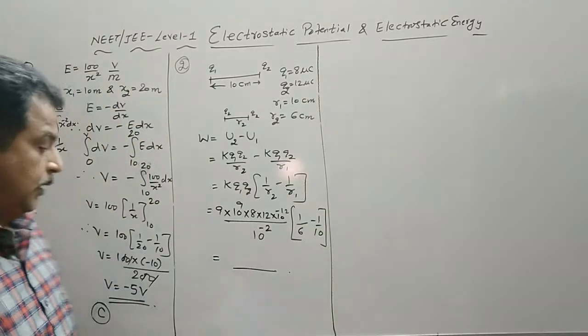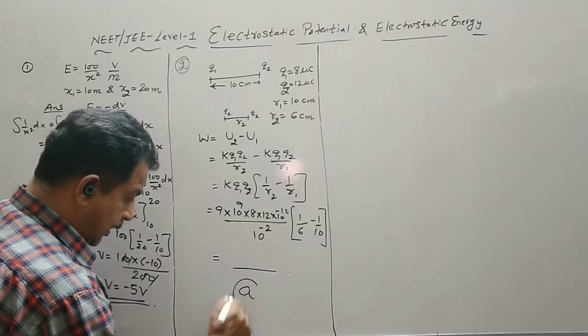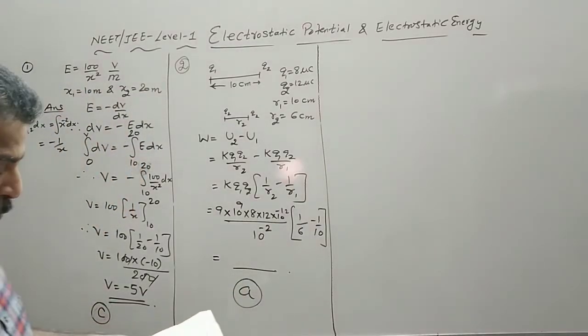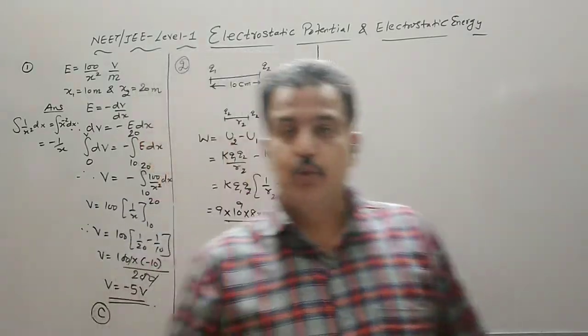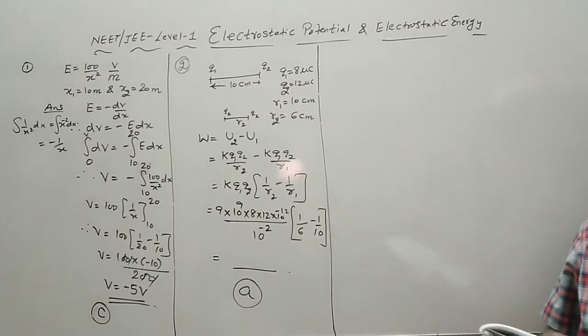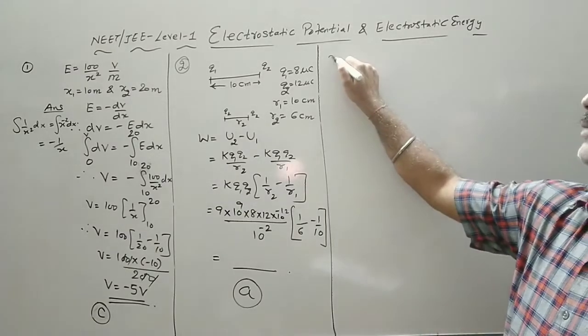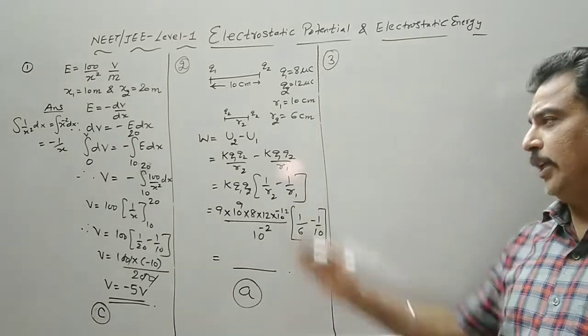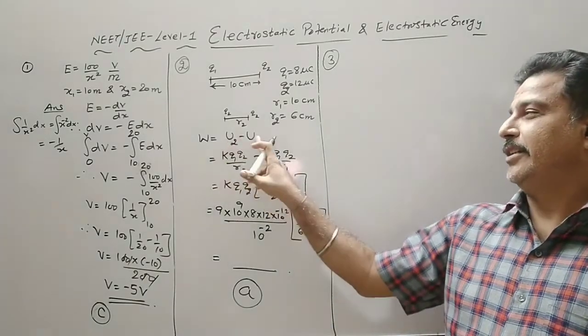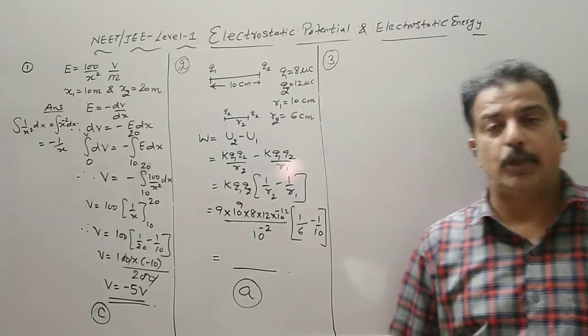The answer given in the key is A. So you should check whether it comes out to be 5.8 joule or not. You can do this calculation by yourself. Now question number 3. So again, the work done is equal to the change in the potential energy.